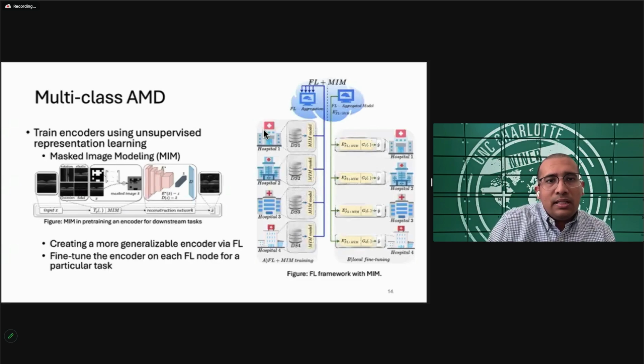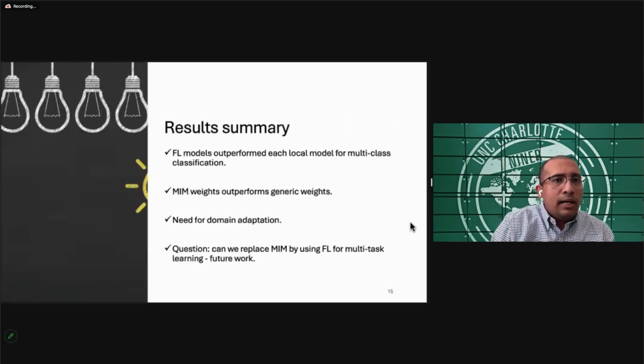And this was the framework. Basically, all the institutions contributed to MIM training, and then the final FL aggregated model was used for fine-tuning. And the result summary was, this is still ongoing work, that we saw that the federated learning models outperformed each local model for multi-class classification, even when each local institution doesn't have all of the labels. And the MIM weights really improve the performance compared to generic weights.